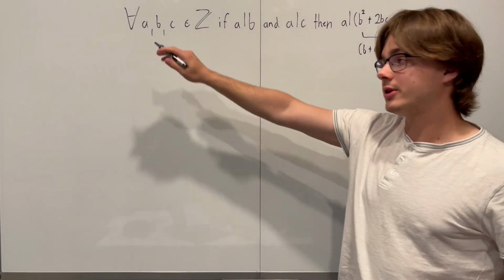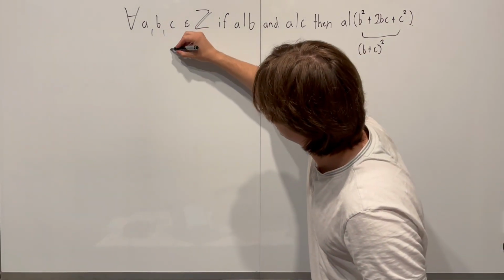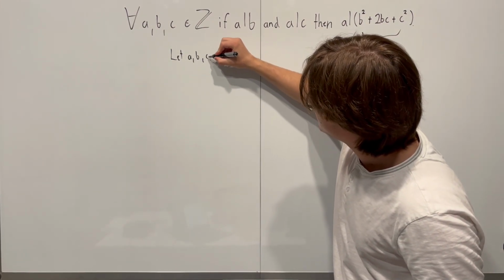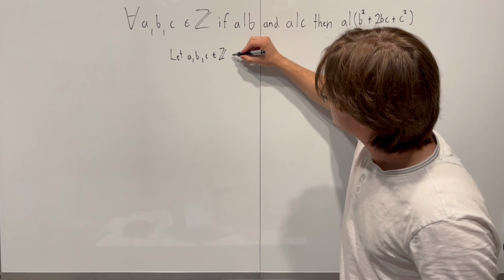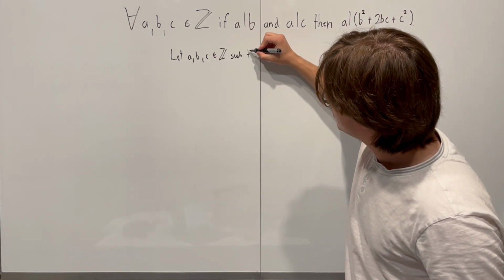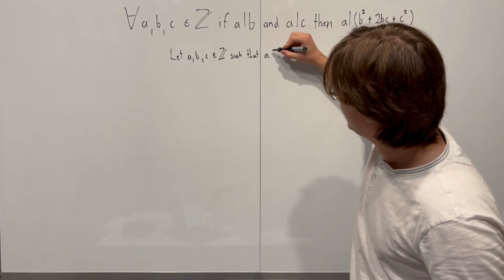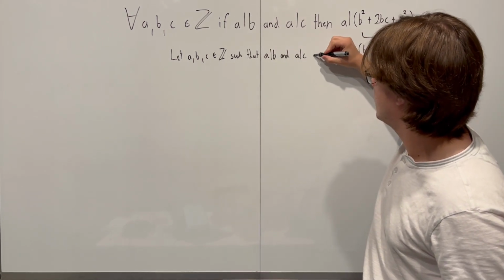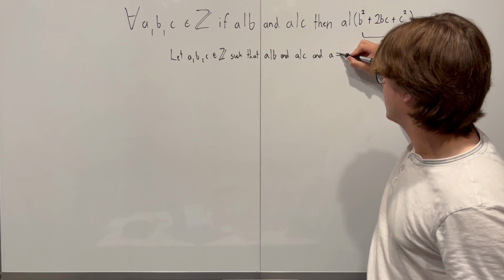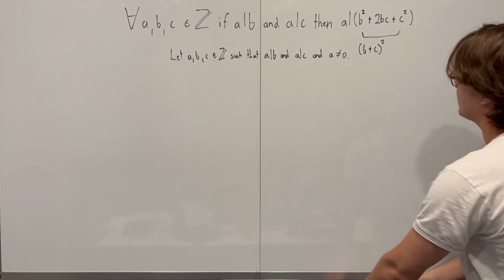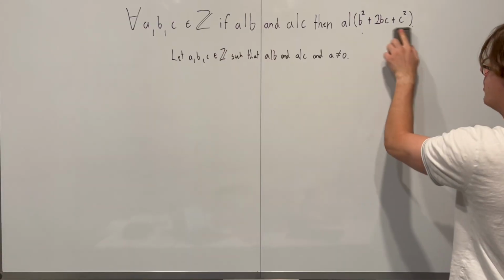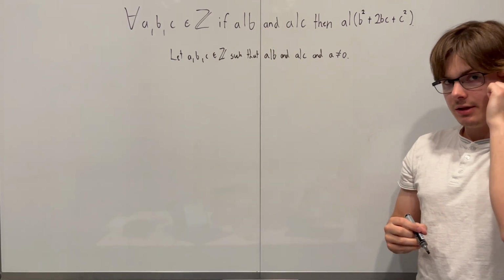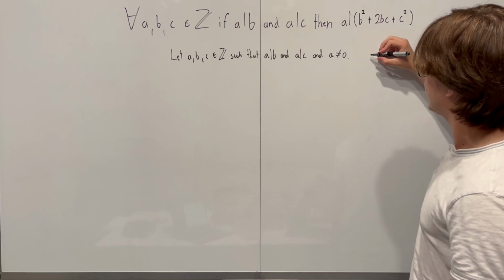Okay, this is a for all statement, which means that we have to start with let. What do we let? We let a, b, and c be integers such that a divides b and a divides c and a cannot equal 0. I'm going to quickly erase this statement over here. Fantastic.